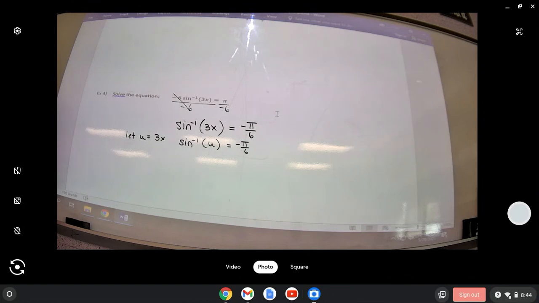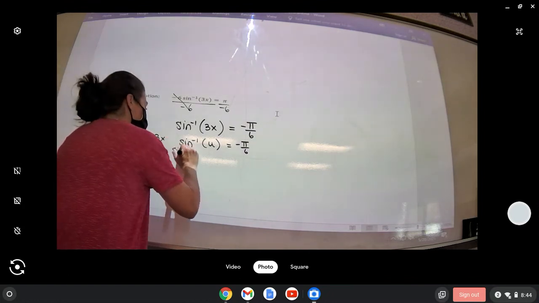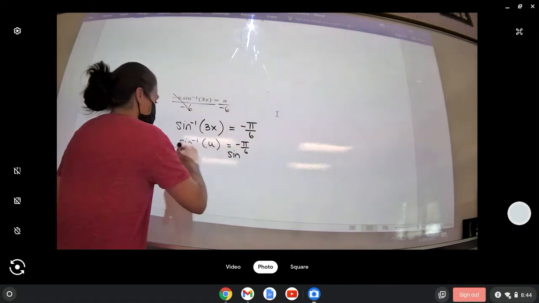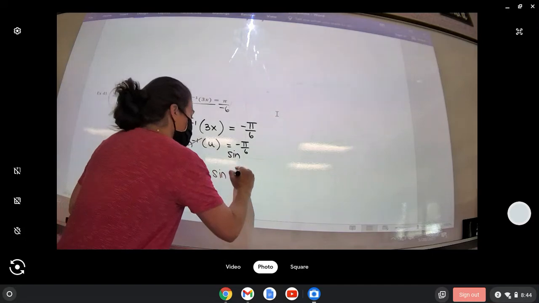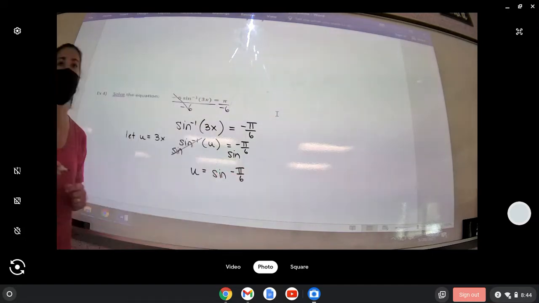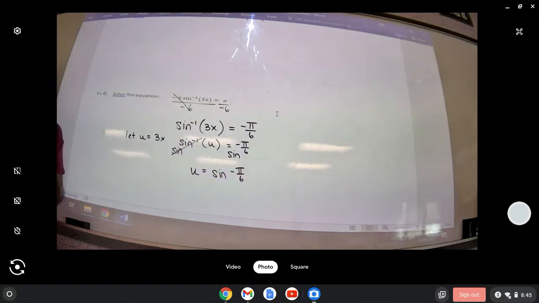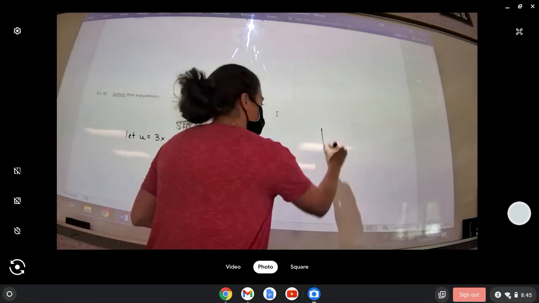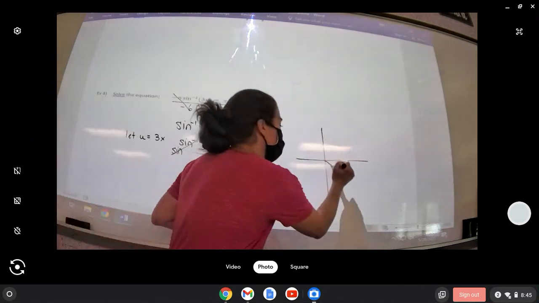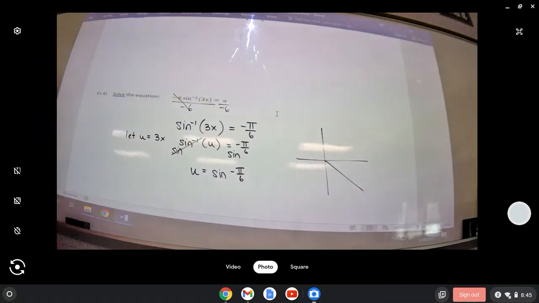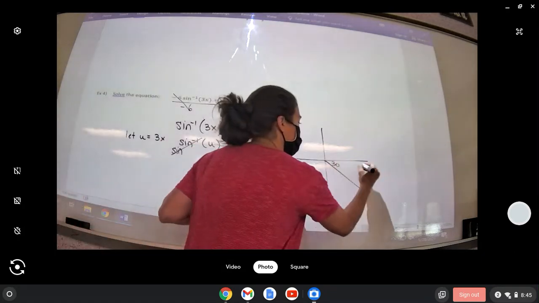Well, in order to solve this, we would sine both sides. Let's undo the inverse sine function. So we would sine both sides, and you get u is going to equal whatever the sine of -pi/6 is. So now you have to find out what is the sine of -pi/6. What ratio is that? So guys, you have two options. -pi/6 is a 30-degree angle that landed in quadrant 4. So give yourself an angle that landed in quadrant 4 with a 30-degree reference angle.